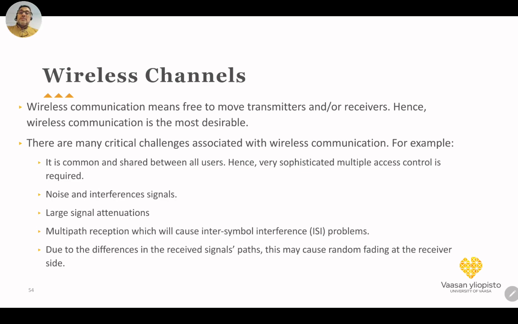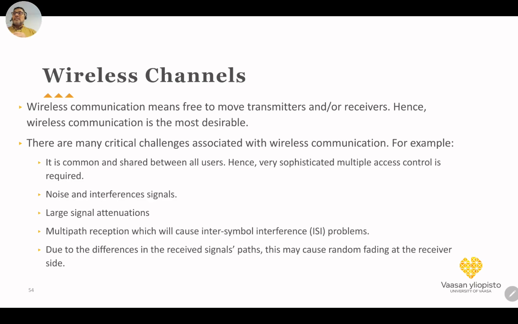The wireless channel means freedom to move for the transmitters and/or the receivers, and this is the reason that wireless communication is the most desirable kind of communication. However, we have a lot of critical challenges associated with wireless communication, because it is shared between all systems and users. It is not like the cable.